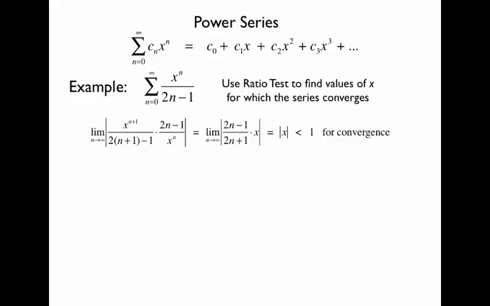So what values of x is that? When the absolute value of x is less than 1, how do we say what values of x is? Negative 1 to 1, right? Negative 1 to 1.